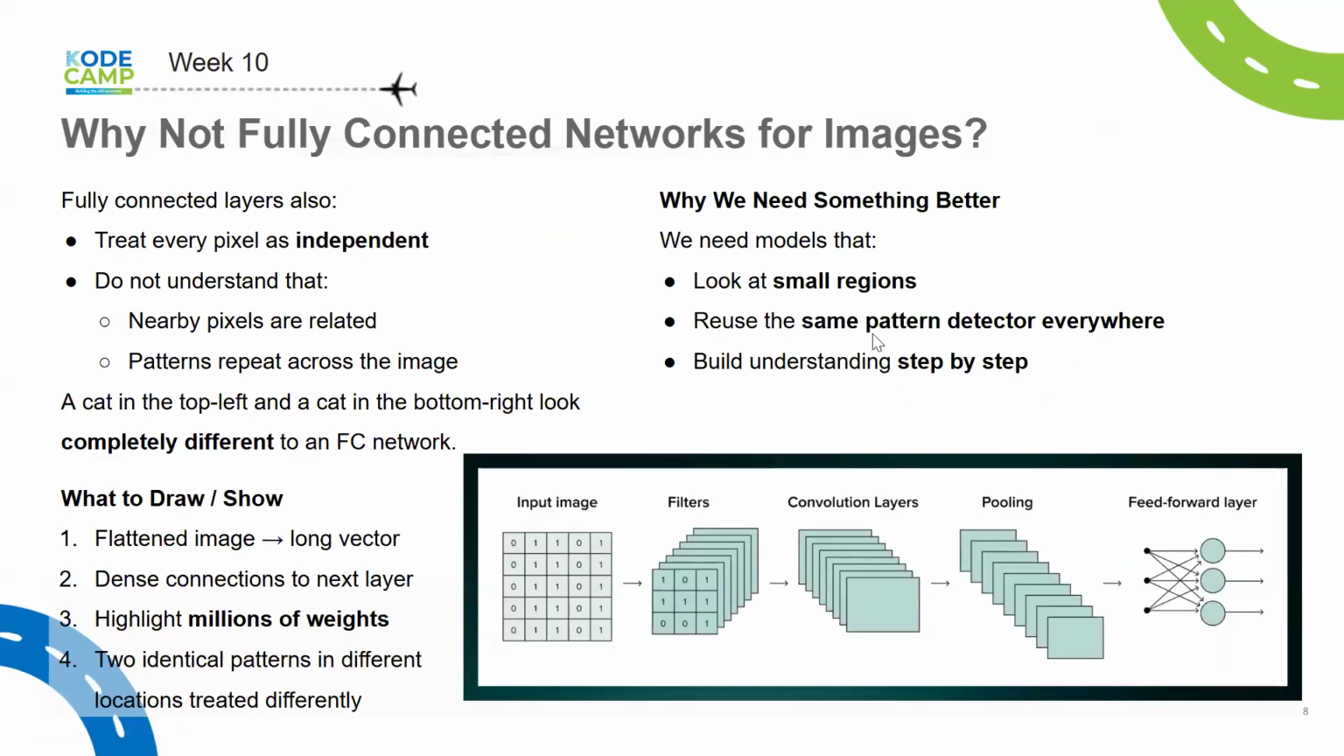So the second reason is that fully connected layers will treat every pixel as if it is independent, as if they are separate from each other, right? It will not know the relationship between pixels that are close together or pixels that are far apart. It will not be able to understand the patterns, right, that may repeat across the image, because the inputs are just coming in as separate inputs.